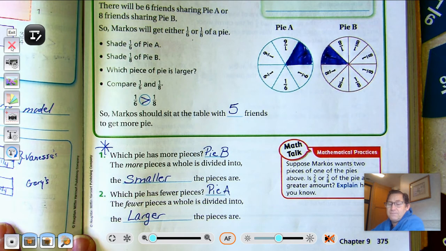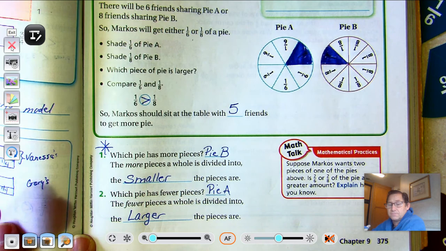That if I have the same numerator, but the denominators are different, if I want to compare them, then the one with the smaller number of equal parts is bigger. Okay.